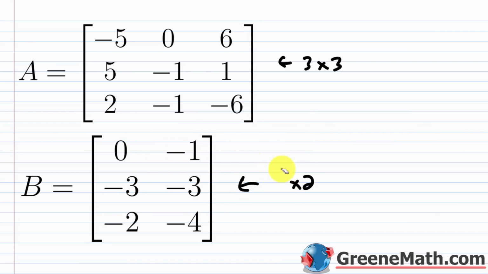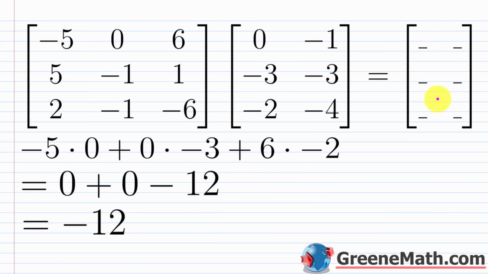Let me fix this 3. So the number of columns from the first matrix A is going to be 3. The number of rows from the second matrix B is also going to be 3. So this does match. So we're going to end up with, again, you take the number of rows from A and then by the number of columns from B. So you end up with a 3 by 2. So let's come down here. Again, we have this set up as a 3 by 2.